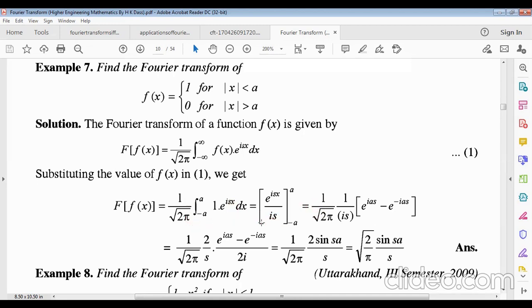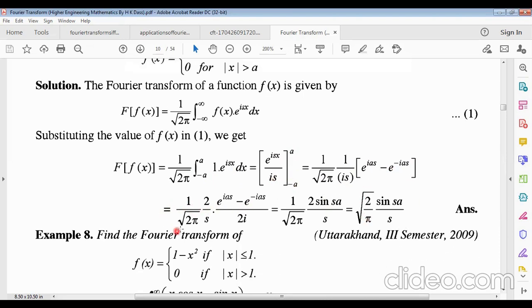This equals 1 by root over 2 pi, 1 by is. Putting the upper limit in place of x, e to the power isa, minus, putting the lower limit, e to the power minus isa. So we get from this 1 by root over 2 pi, 2 by s, e to the power isa minus e to the power minus isa divided by 2i. These 2s will be cancelled. But to make a formula, this is the formula of what? Sin sa. Exponential form of a trigonometric function.